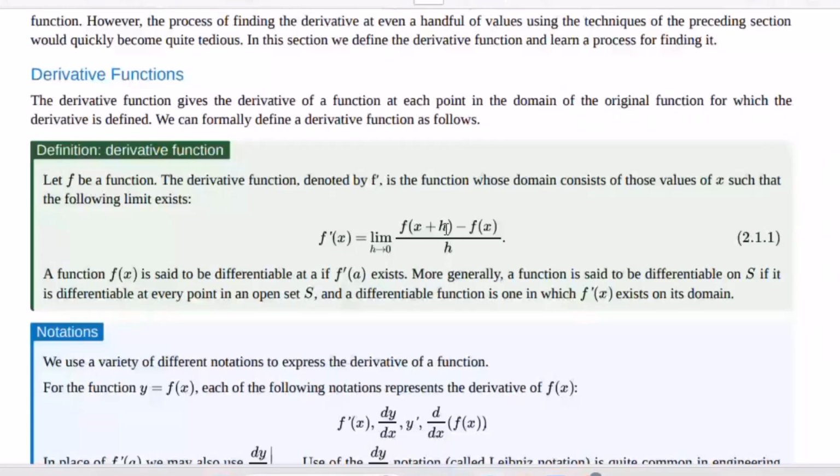Minus f of x. f of x is just 1 over the square root of x plus 5. Now, you and I are only focusing on f of x plus h. f of x plus h is 1 over the square root of x plus 5 plus h. Now we need to simplify this.